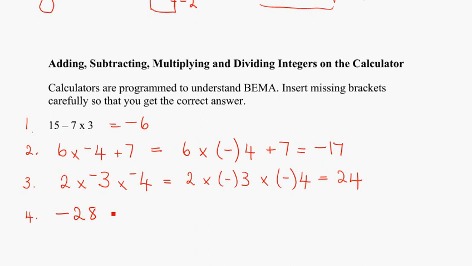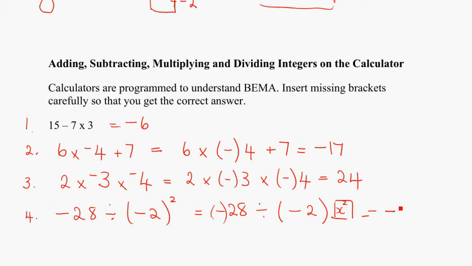Negative 28 divided by negative 2 squared. Notice when you square a negative number, it always has a bracket around it. Key it in, use your negative sign, 28, divided by bracket, negative 2 bracket, and then you've got an x squared button you can use. And you should get negative 7. Very good.